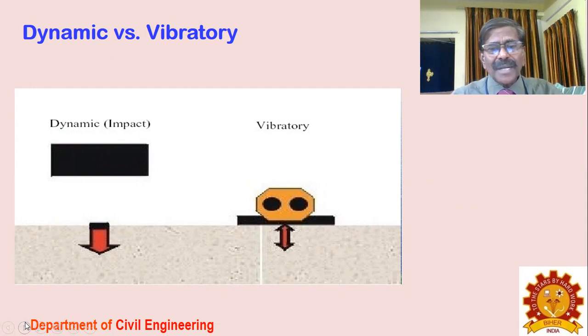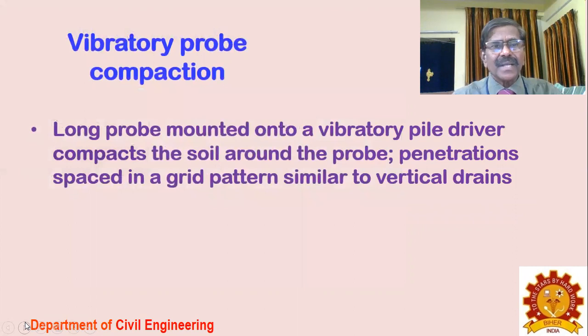Then you put in a vibrator and vibrate it, the soil is pushed out on either side, and the soil at the other end is compacted. Wherever you put the vibrator, you fill it again with sand so that the hole fills up and the compacted sand remains as compaction. A long probe mounted on a vibratory pile driver compacts the soil around the probe. It penetrates the ground in a grid pattern similar to the vertical drains.